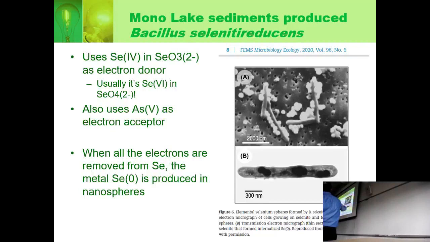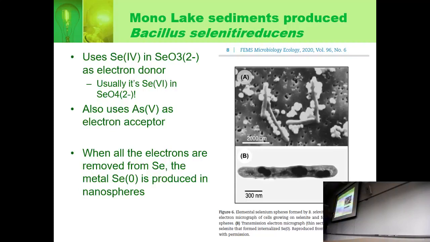I got that wrong. It's an electron acceptor because you're going down from Se4 to Se0. So I need to change my slide. I just made this yesterday. But when all the electrons are added to selenium, then you go down from +4 to 0. And then you make selenium metal. And so it also uses arsenic. And so I think the bacteria can survive. But these are anoxic bacteria that don't use oxygen.